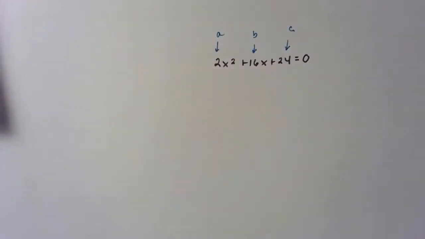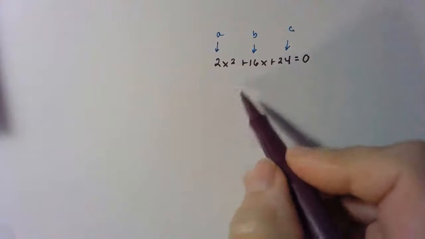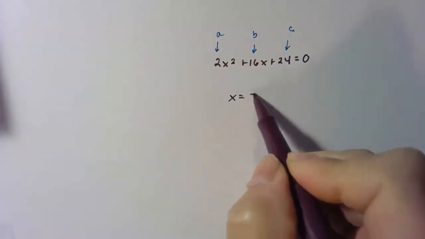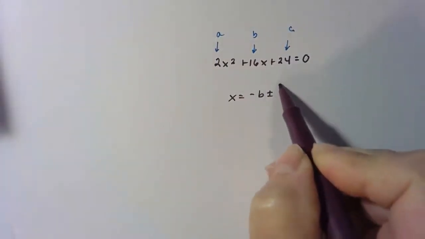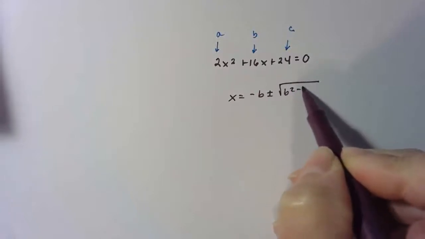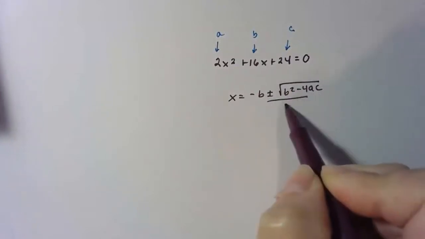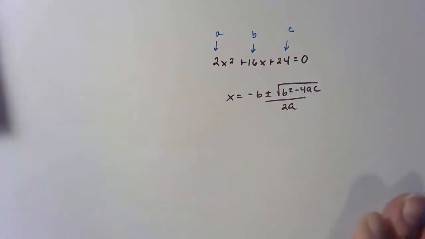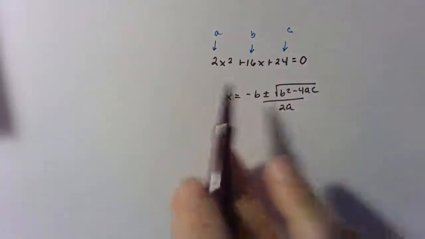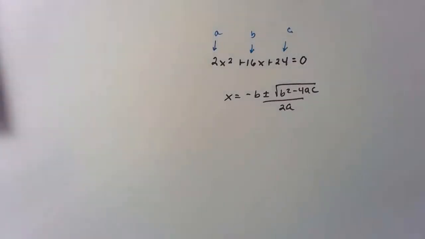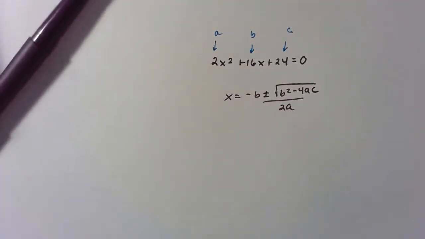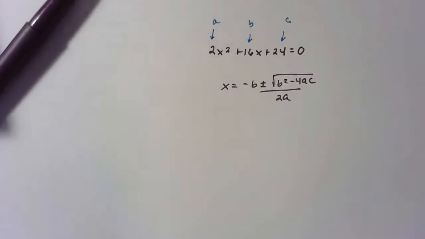So remember that the formula is x equals negative b plus or minus the square root of b squared minus 4ac all over 2a. Okay, so we're going to use this formula, and it's as simple as identifying a, b, and c and substituting it in. You have to be careful sometimes when you're cleaning it up or simplifying, but it's really not that bad.